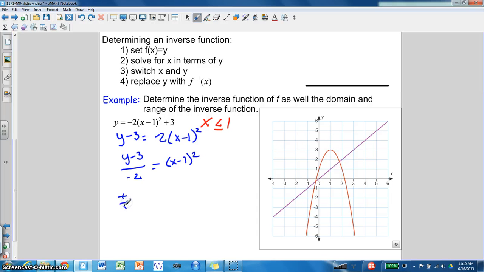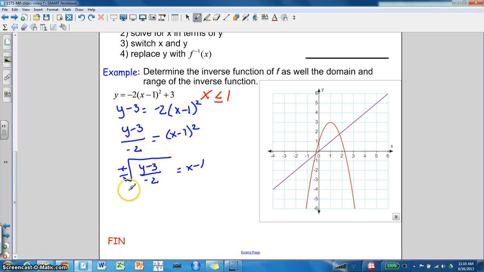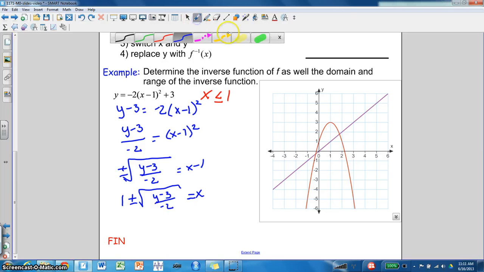When I do a square root, remember I have a plus and minus. The square root of y minus 3 over minus 2 is equal to x minus 1. And now I am going to pick one of these signs, but I'll do that in just a moment. And then solving for x, I get 1 plus or minus the square root of y minus 3 over minus 2 is equal to x. Now up until now I have done nothing but algebra. I haven't changed anything.